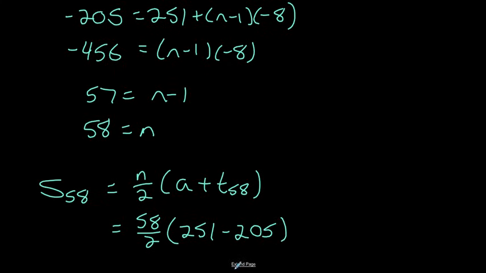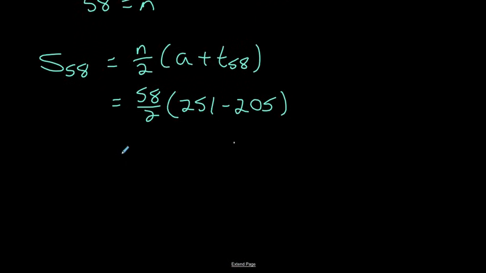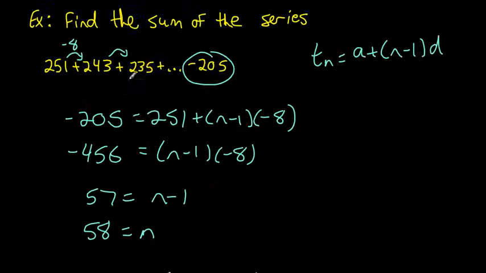And then all we have to do is go ahead and evaluate this. So we'll get 29 times 46, and that gives us 1,334. So that would be the sum of the first 58 terms in this series.